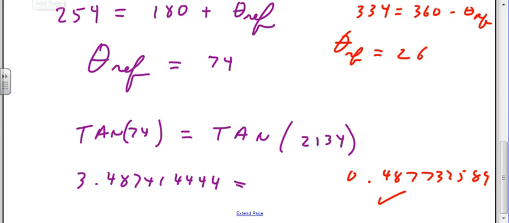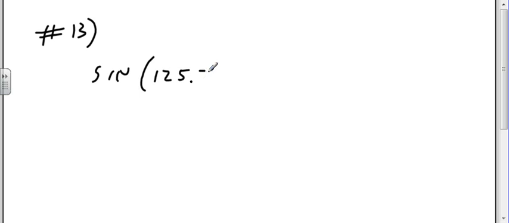I snuck that one by somebody in the back row, though, so that was good. Number 13. Must be sine. It used to be the front row would protect me from such stupidity, but not anymore. No one sits in the front row ever since they knew it was their job to do it.